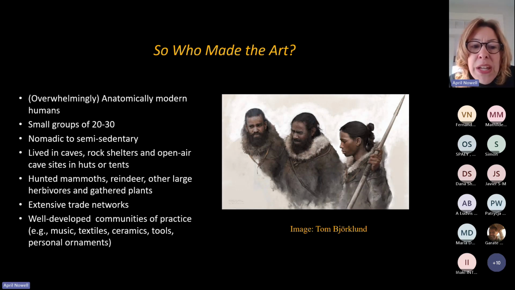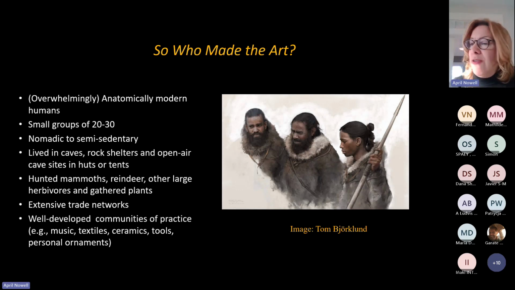There are these large game hunters, also specialists of medium game as well, and individuals who had a great knowledge of plants, so they knew their materials. They were able to make the pigments that make up the paintings that we have here and so on. They have extensive trade networks.